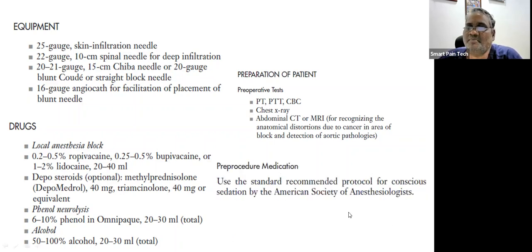Then our standard recommended protocol is by the ASA for conscious sedation, if at all it is needed, or the standard monitoring. What we perform is we take an IV line with a 22 gauge needle or a venflon. Then we just run a fluid. We do NIBP monitoring and pulse oximeter monitoring. We don't usually put leads. The pulse oximeter plethysmogram itself tells you the pulse rate, the volume status, and saturation, and the BP gives you the BP. So this is what we usually do.